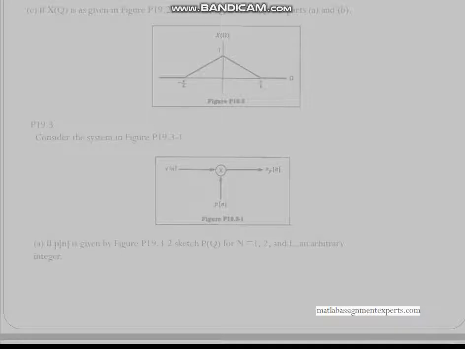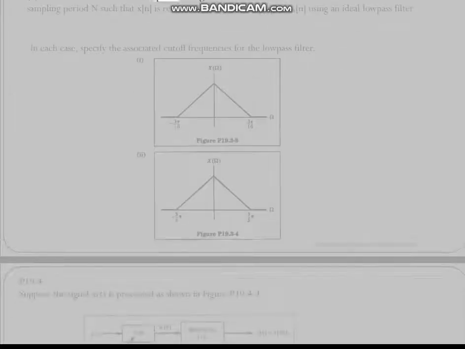B. For each of the discrete time spectra in figures P19.3-3 and P19.3-4, determine the maximum sampling period n such that x[n] is reconstructible from its samples x_p[n] using an ideal low-pass filter. In each case, specify the associated cutoff frequencies for the low-pass filter.